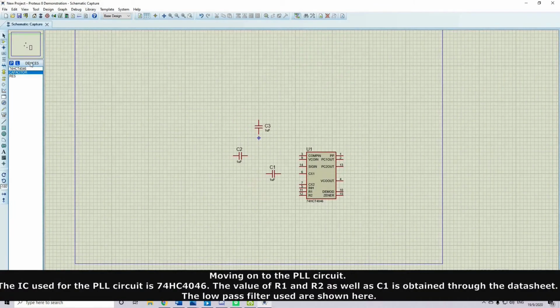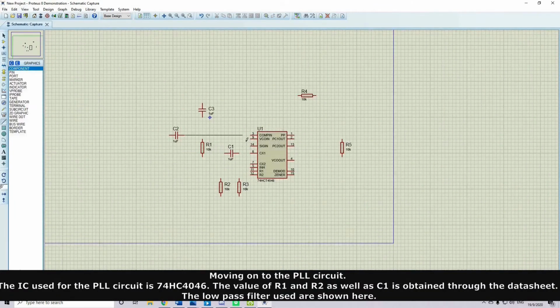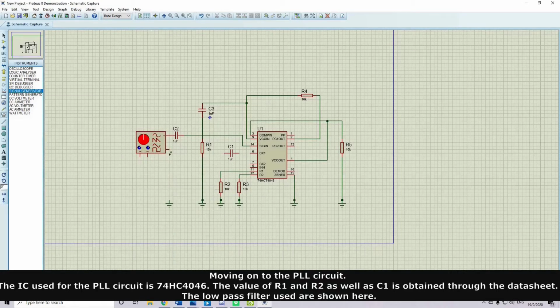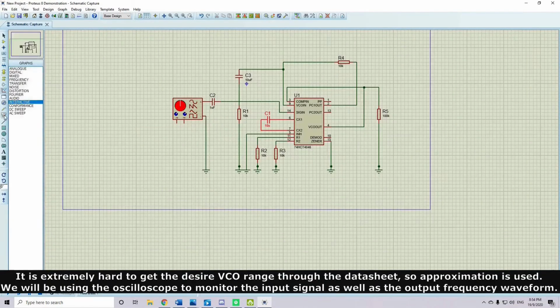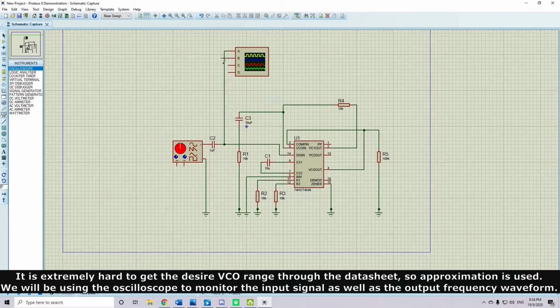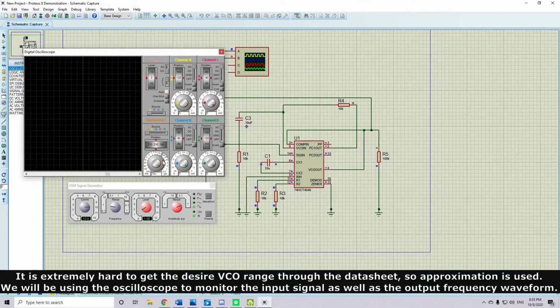Moving on to the PLL circuit. The IC used for the PLL circuit is 74HC4046. The value of R1 and R2 as well as C1 is obtained through the datasheet. The low-pass filter used are shown here. It is extremely hard to get the desired VCO range through the datasheet, so approximation is used.